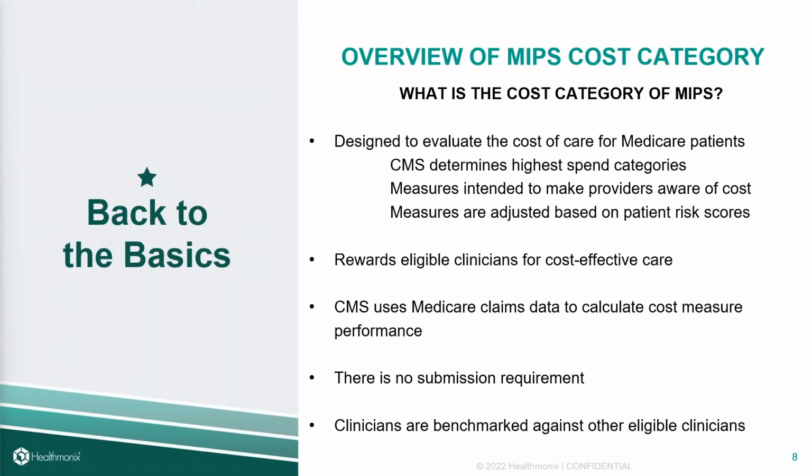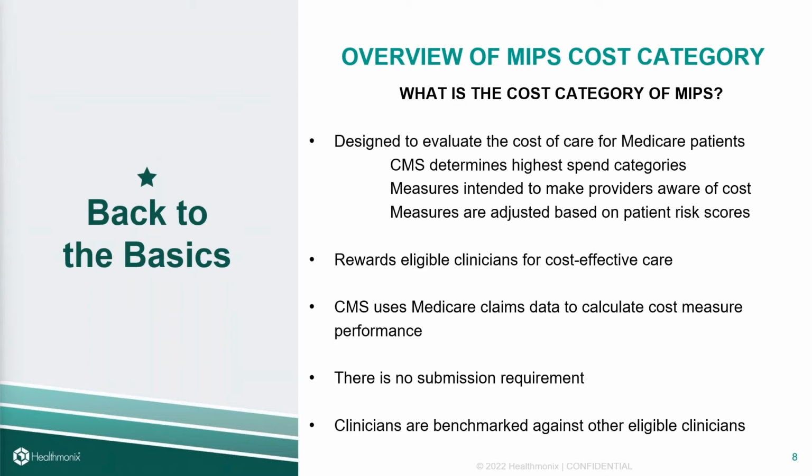Measures are intended to make providers aware of the costs, not necessarily telling you that your costs need to be reduced, but need to be on par with what your peers are out in the market. And measures are adjusted based on patient risk. What CMS doesn't want you to do is say, I'm not going to see sick patients because it's going to kill my cost score. So the risk score embedded within the program allows you to see those sick patients without it hurting your score too bad.